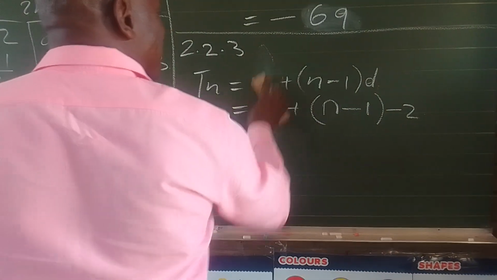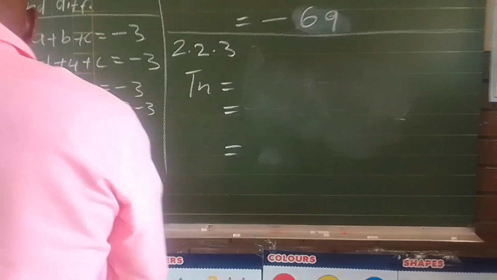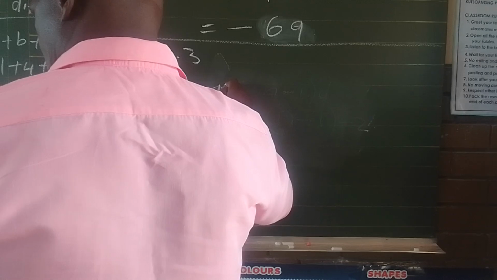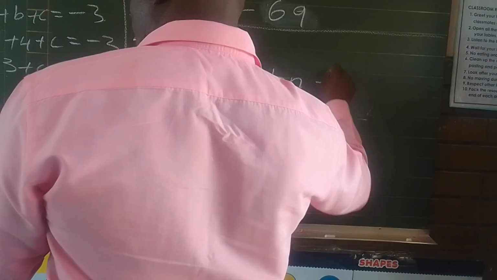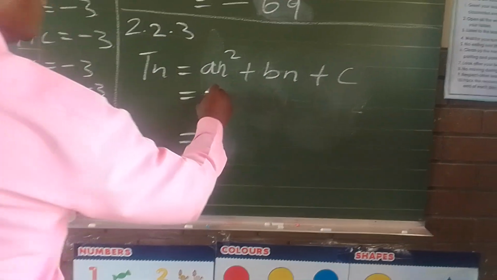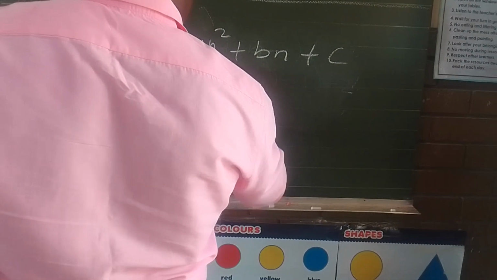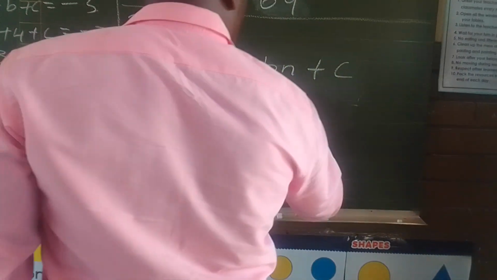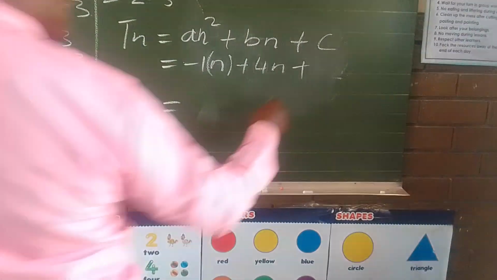We want the quadratic. We are looking for the quadratic, which is going to be an squared plus bn plus c. This is what we are looking for. So the A is minus 1 n squared, plus the B is 4 n, plus the C is minus 6.